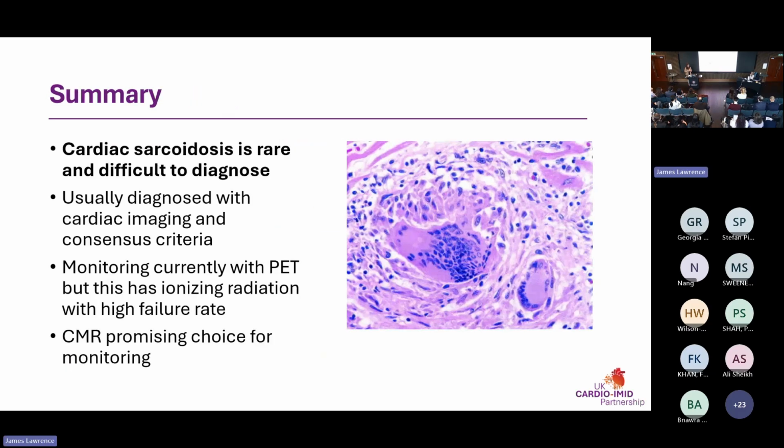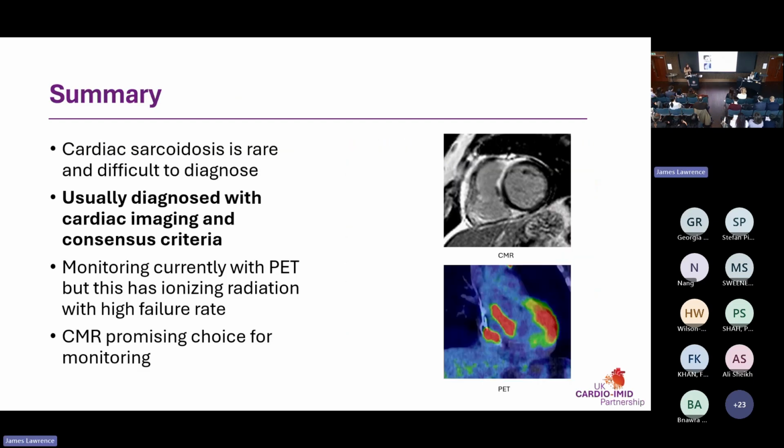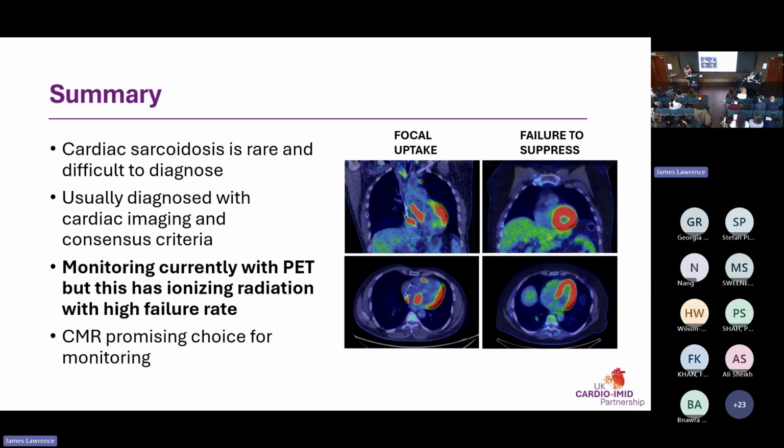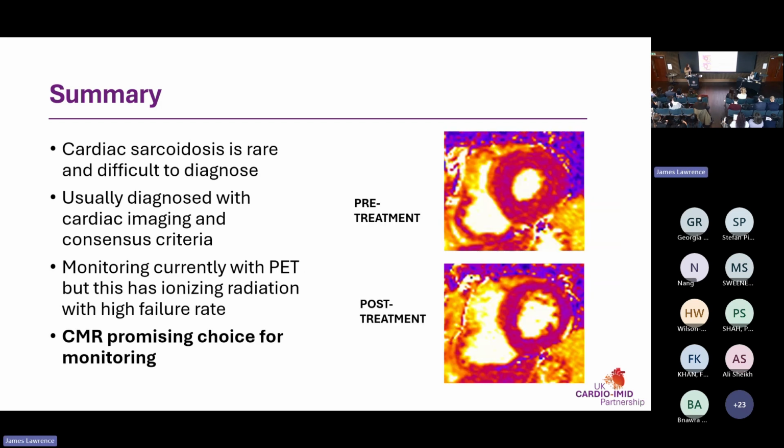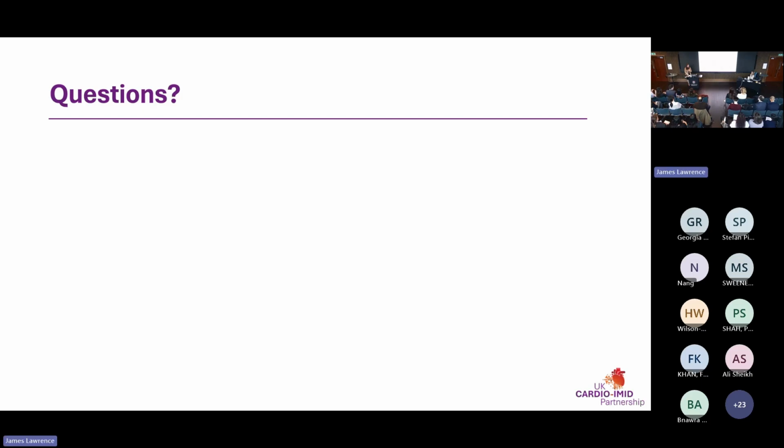So to summarize, cardiac sarcoidosis is rare and difficult to diagnose. We normally diagnose it with cardiac imaging and consensus criteria, usually monitoring with PET, though you do have to bear in mind the ionizing radiation with the high failure rate. And so CMR may be a promising choice for monitoring in future. Thank you.